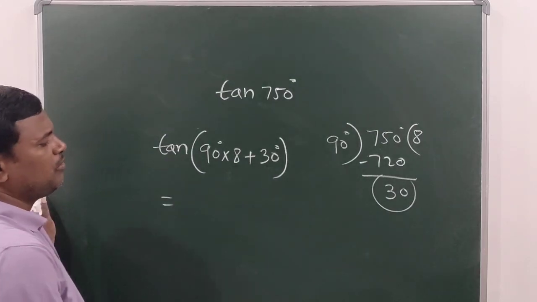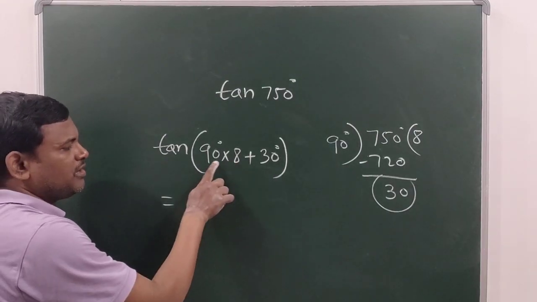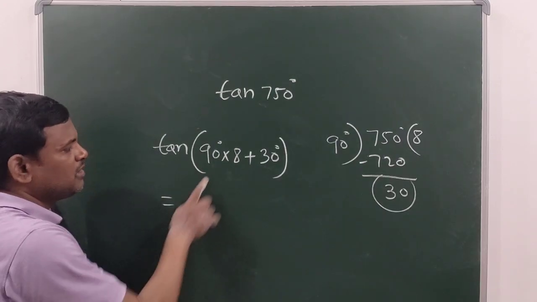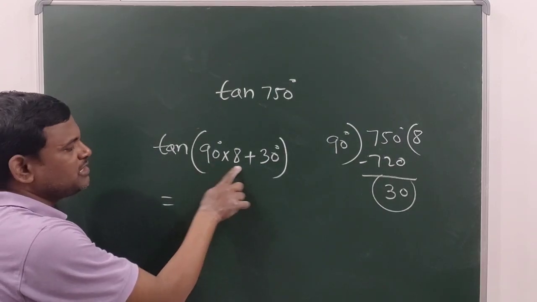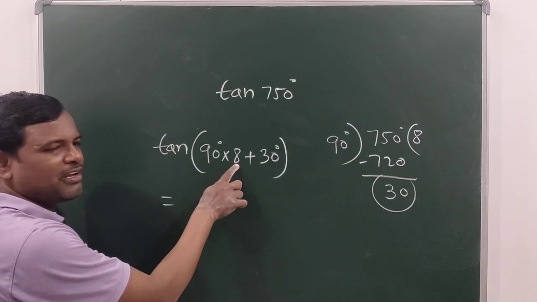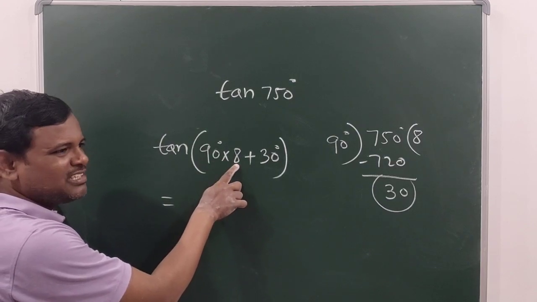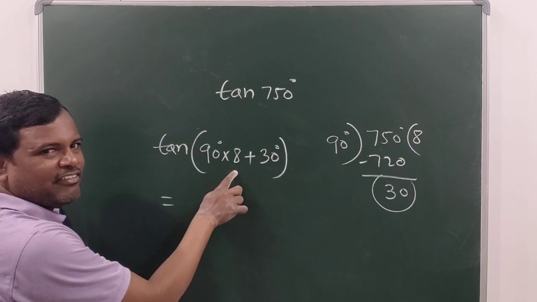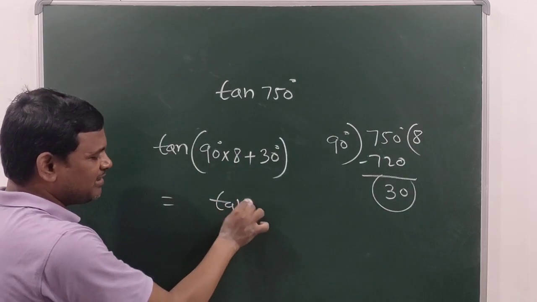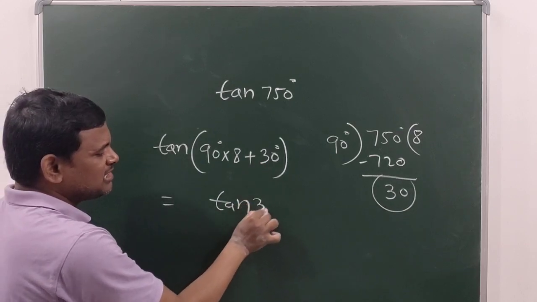Now hereafter, 90 is what kind of multiple here? 90 into 8 means this is an even multiple of 90, no? Because we are multiplying 90 with an even number. Hence, it is an even multiple. At even multiple, no change will come in the ratio. Tan will come as tan. Angle is 30 degrees.